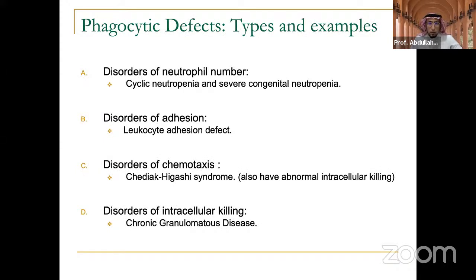Defects affecting phagocytes may affect different functions of the phagocytes, or it may affect the phagocytic numbers, presenting with cyclic neutropenia or severe congenital neutropenia. It may affect the ability of leukocytes or phagocytes to adhere to the blood vessel wall, presenting, for example, as leukocyte adhesion defects. Defects may also affect the process of chemotaxis, which controls the migration of phagocytes from the blood vascular component into the affected tissue, like what happens, for example, in Job syndrome. And disorders may affect intracellular killing, bacterial intracellular killing, and the classic example of this is chronic granulomatous disease.